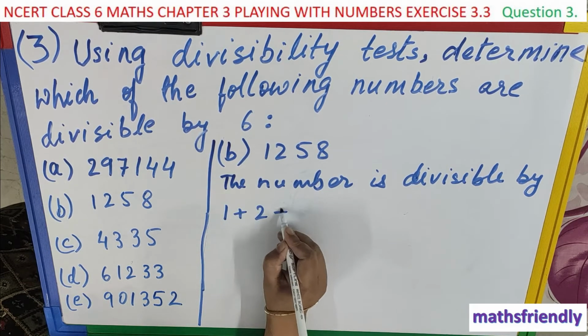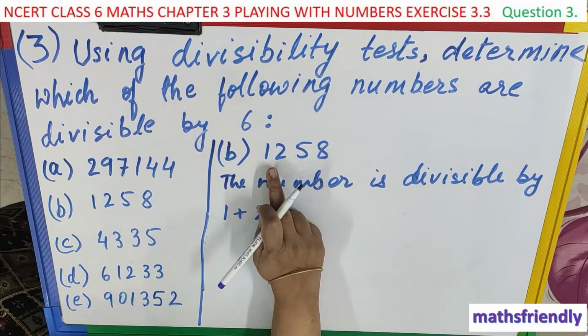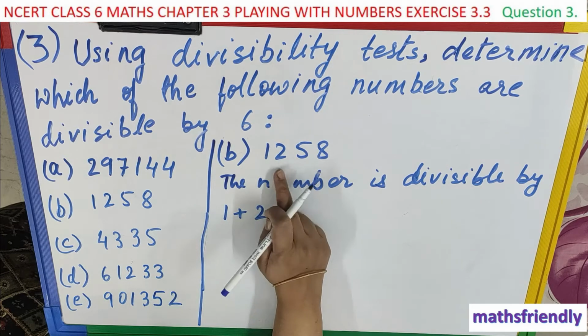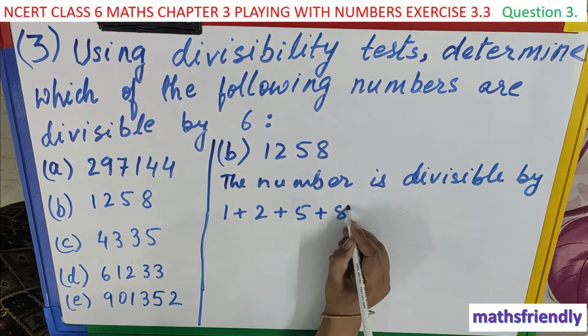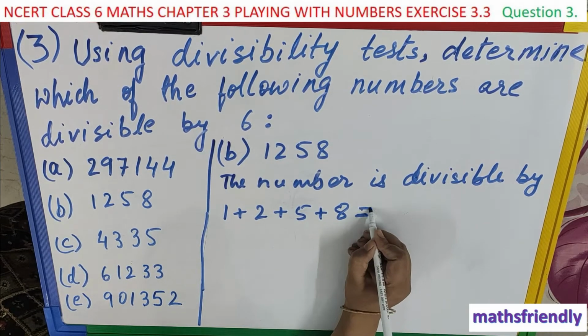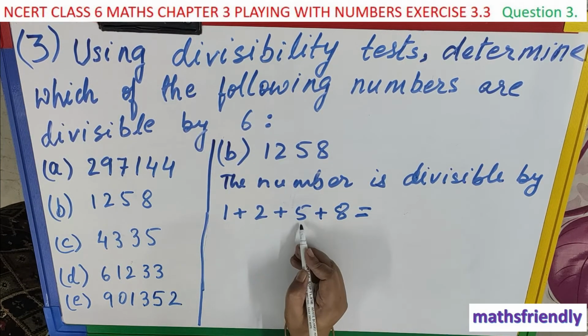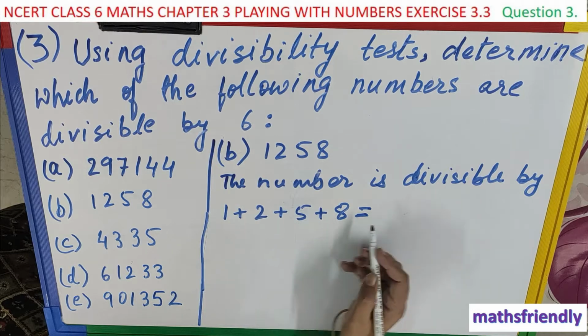We have to add the digits of the number. The number has how many digits? It has 4 digits: 1, 2, 5 and 8. So we will add these digits and find the sum of these digits. 1 plus 2 is 3, 3 plus 5 is 8, 8 plus 8 is 16.